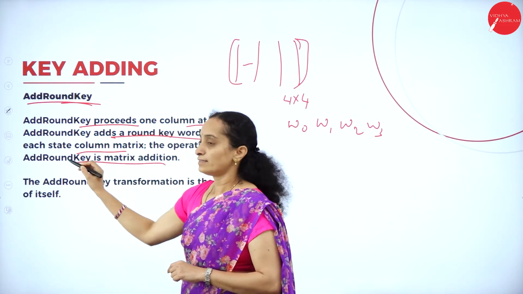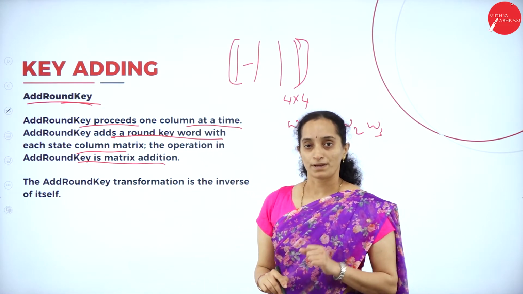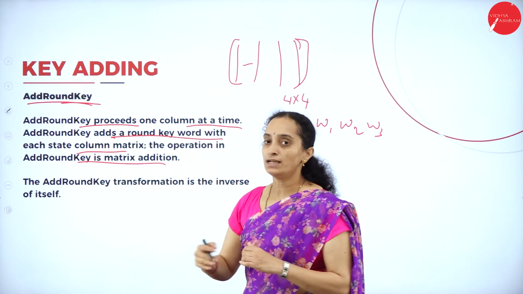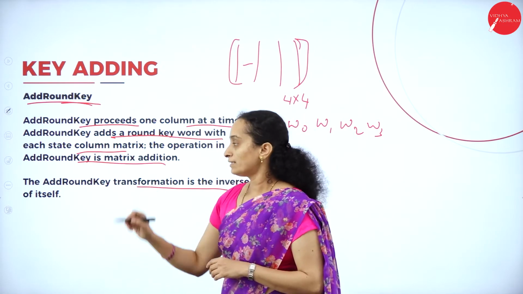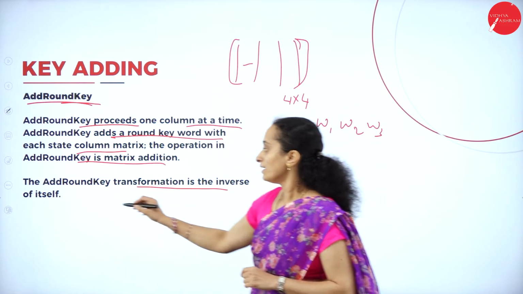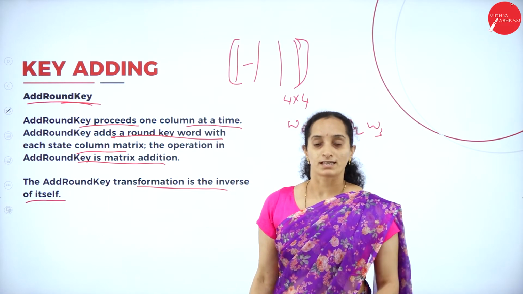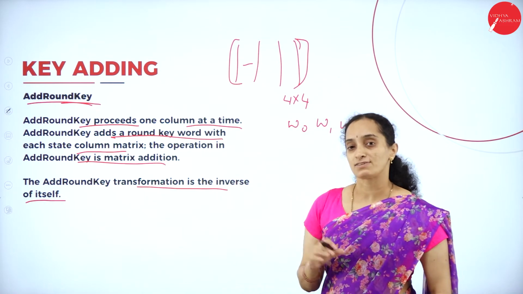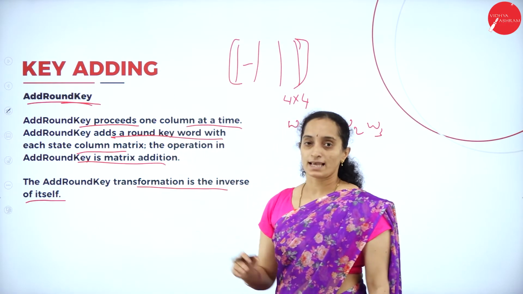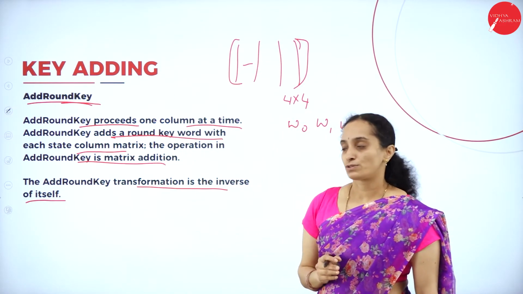Now we have the matrix addition operation to add the round key to the matrix. The add round key transformation is the inverse of itself. For encryption as well as decryption, we use the same add round key procedure.